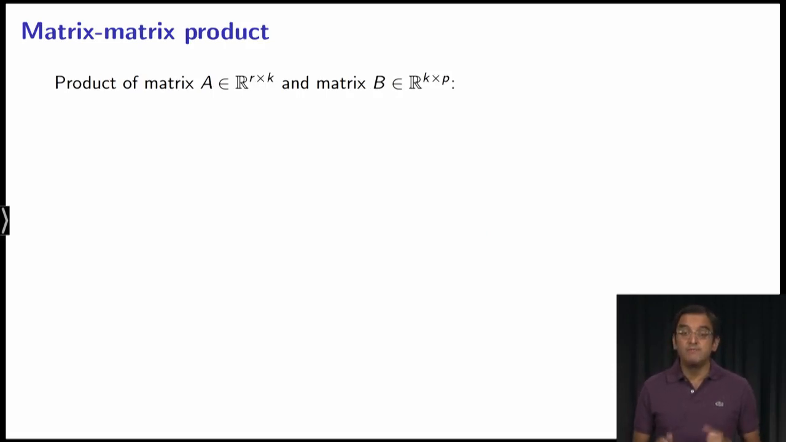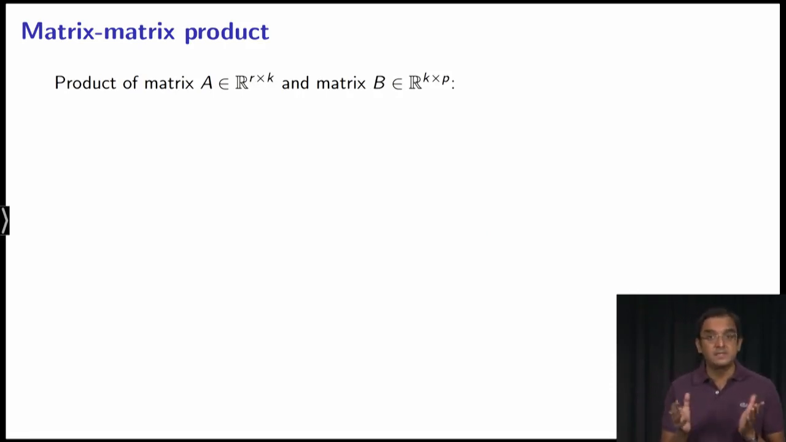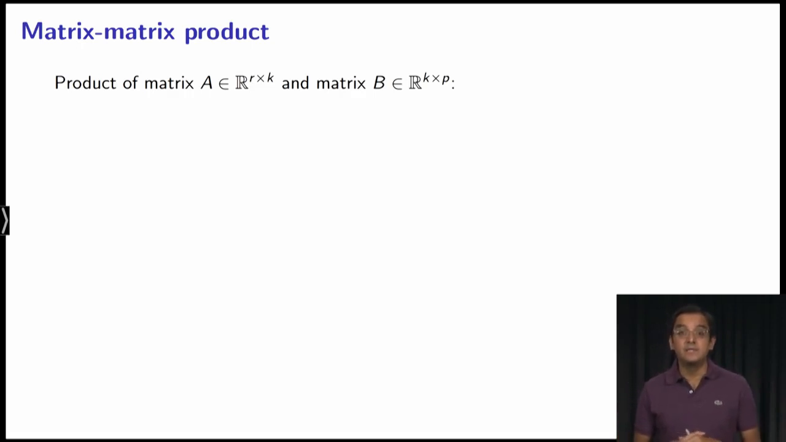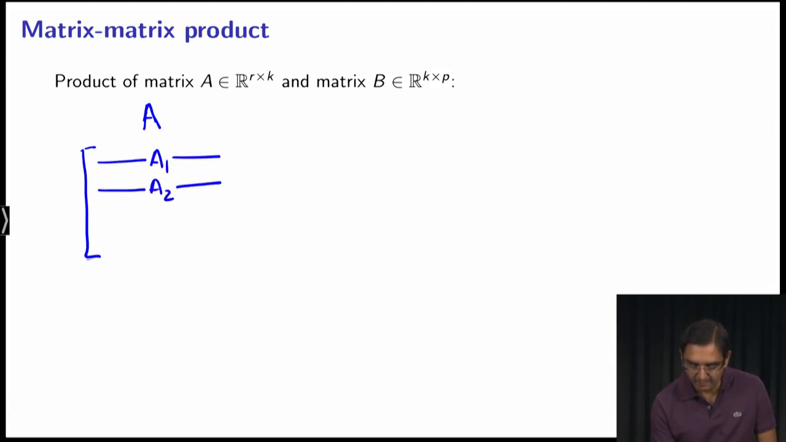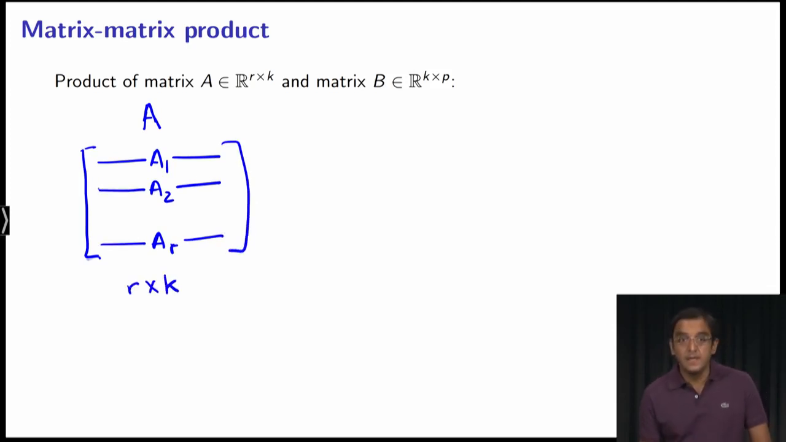Now let's move on to matrix products. So multiplying one matrix by another matrix. How do you do that? Okay, it's a very simple rule, and again, it's built out of dot products. So we start with a matrix A, and in this case, we have one that is R by K. So that means it has R rows and K columns. So let's number the rows A1 through AR. Then we have a matrix B, which is K by P.